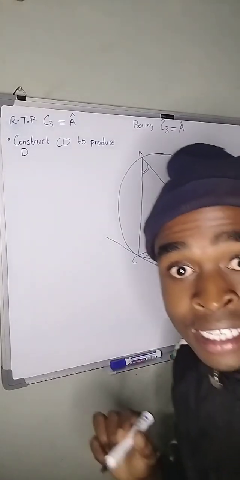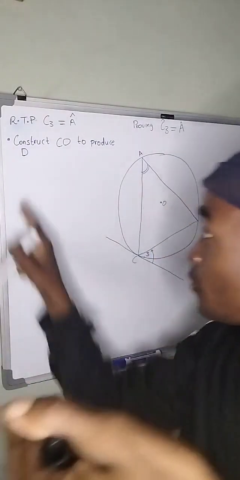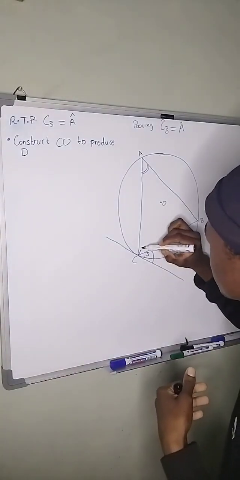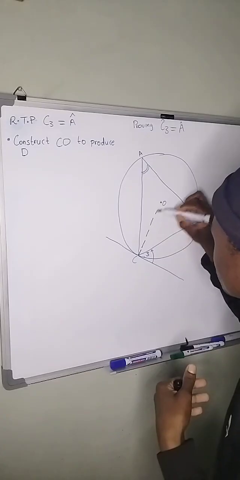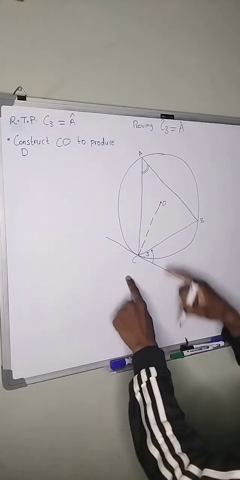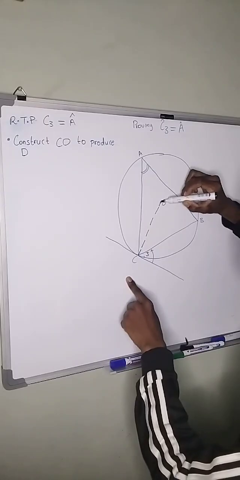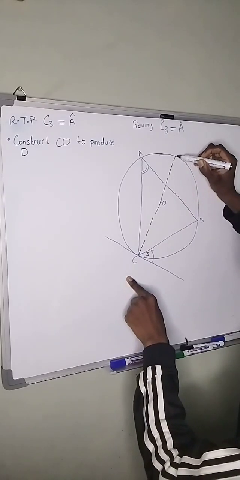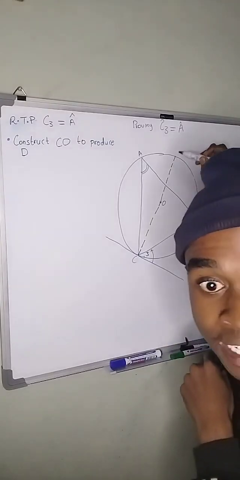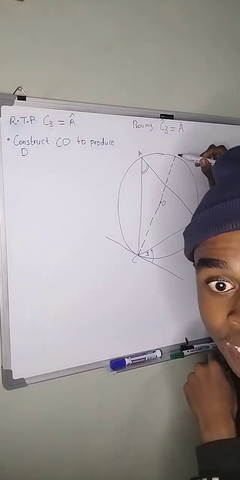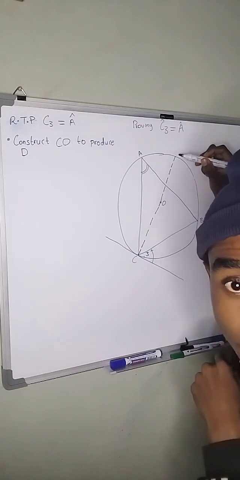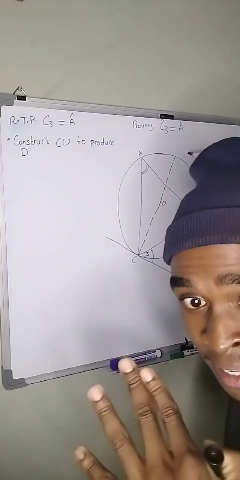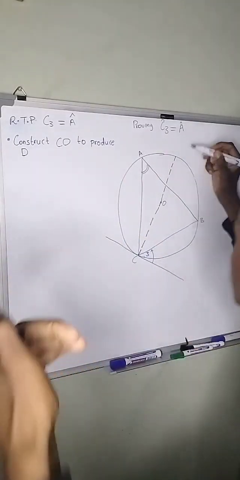Now we are constructing the CO. We constructed CO to produce D. What is going to be the letter here? We are helping each other, guys. Don't forget, we are helping each other here to produce D. Thank you.